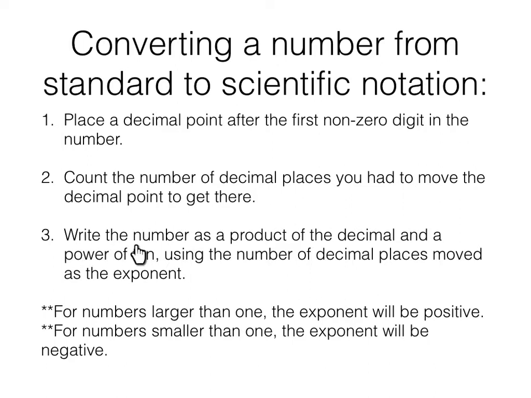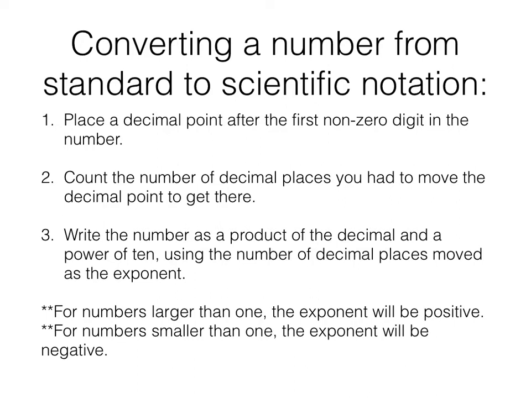And third, write the number as a product of the decimal and a power of 10 using the number of decimal places moved as the exponent. For numbers that are larger than 1, the exponent is going to be positive. For numbers that are smaller than 1, the exponent will be negative.